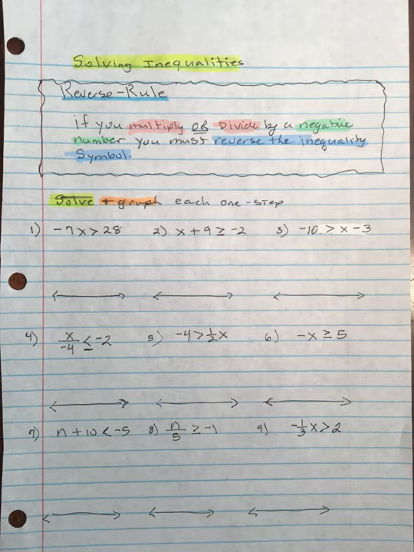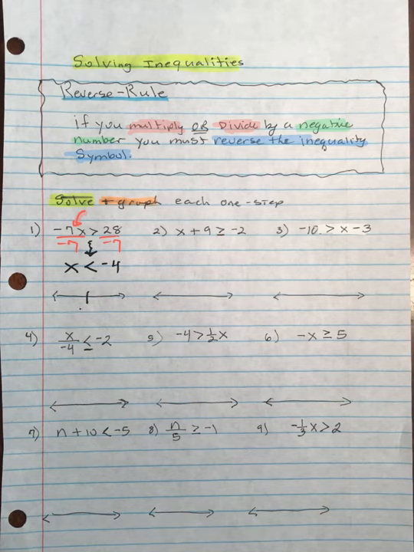So it says solve and graph. So we have to undo multiplication, right? So we're going to undo multiplication by division. So we're dividing by a negative number. And so that's going to give us x. And because we divided by a negative number, I'm going to put a little squiggly there. We have to reverse the inequality. And then 28 divided by negative 7 is negative 4. And then we're going to graph that.